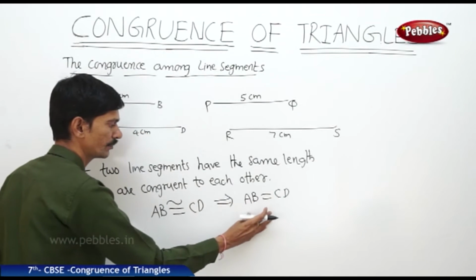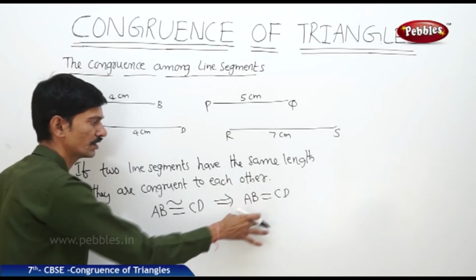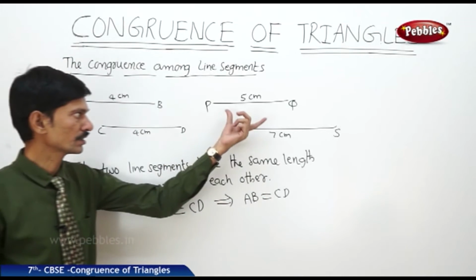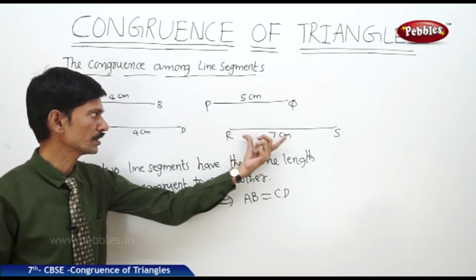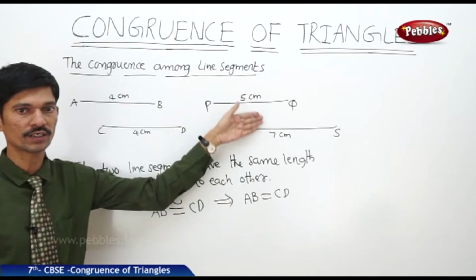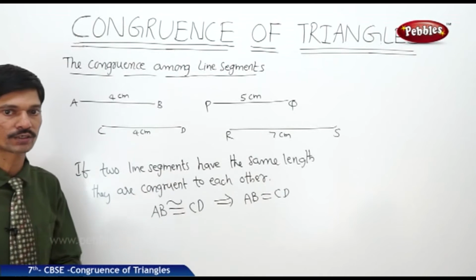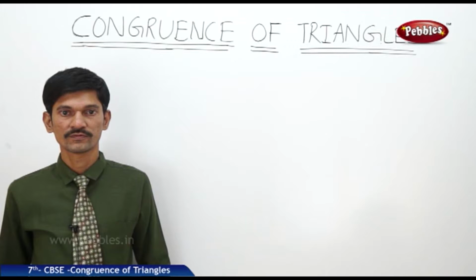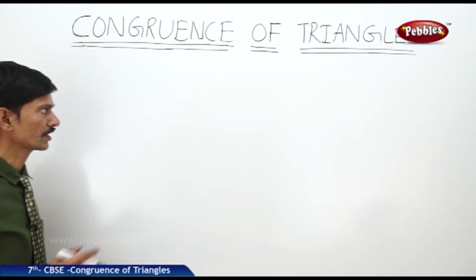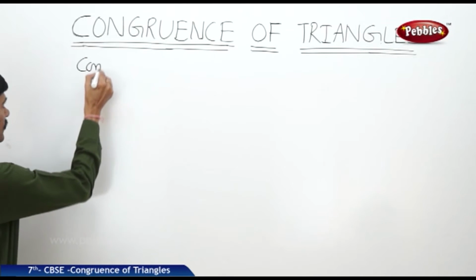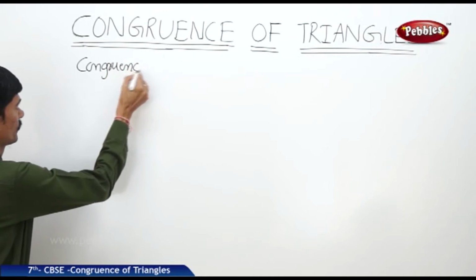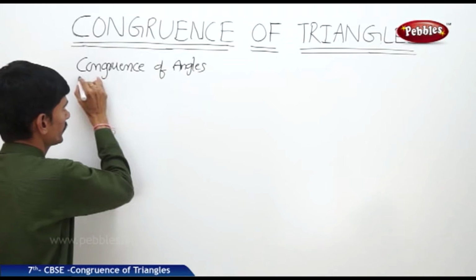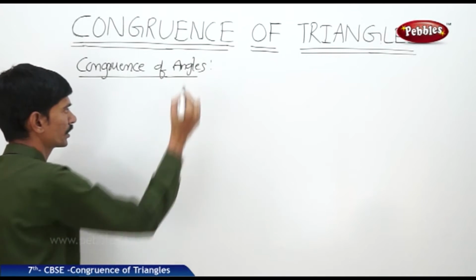So whenever we write AB equals CD, it means their lengths are equal, then automatically the two line segments are congruent to each other. But here the line segment PQ is not congruent to the line segment RS because they do not have the same length. So finally we can conclude that two line segments are congruent if they have the same length. Now let us see the congruence of angles. When are two angles said to be congruent to each other?